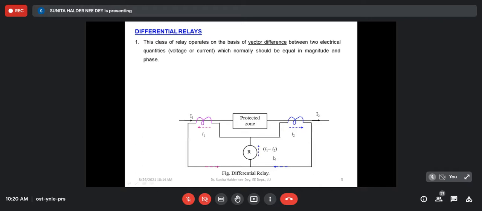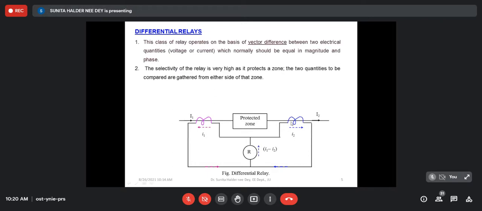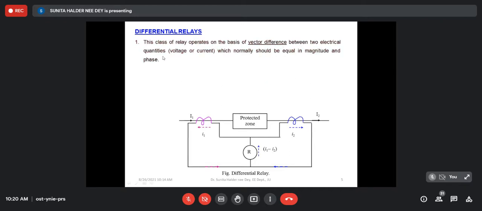It may be the difference between two currents, it may be the difference between two voltages. So this class of relay operates on the basis of vector difference between two electrical quantities, voltage or current, which normally should be equal in magnitude and phase. And generally, we use current as the quantity, not voltage. Voltage is used in special cases, but generally we use current differential relays.